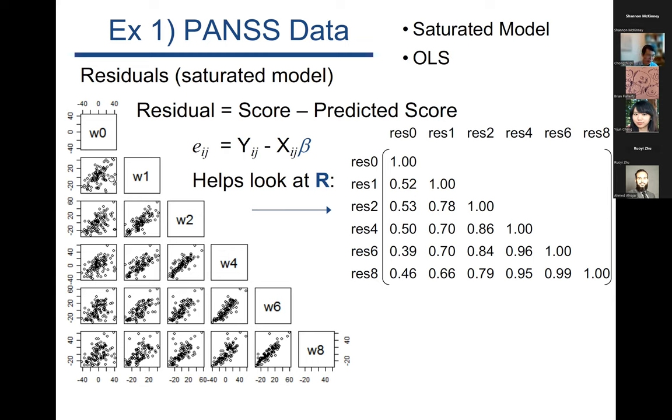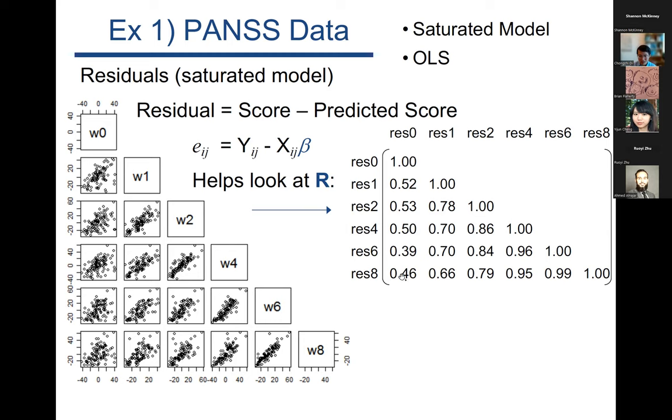Now, if you look at the scatter plot, this one is the correlation between residuals at week zero and week one. This is between week zero and week two, and this is between week six and week eight. What you observe is that you always have this kind of positive correlation. That's not surprising, right? The observations from the same subject tend to be positively correlated. If you look at your correlation matrix, it verifies this observation.